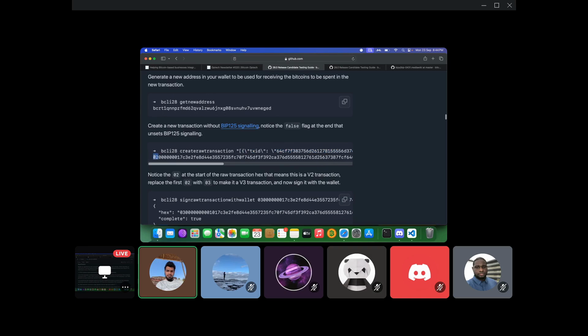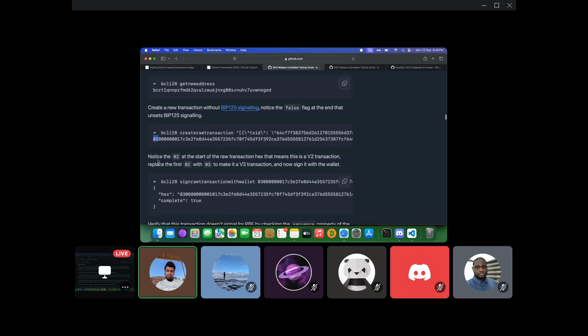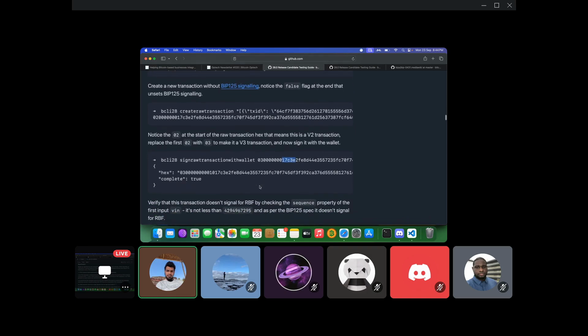Now remember that this is a version 2 transaction, right? As you can see, at the start of the transaction's hex dump, you can see 02, which means it's a version 2 transaction. Up till now, it's not version 3. What do we have to do to convert it into version 3? It's very simple. Just replace 02 by 03. Okay, so everything is the same, 17c3, 17c3, everything is the same. We just take this and we replace it with 3. So version 2 becomes version 3. Okay, that's what we do.